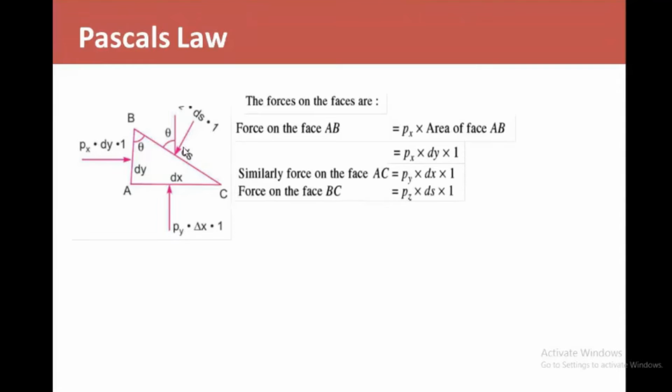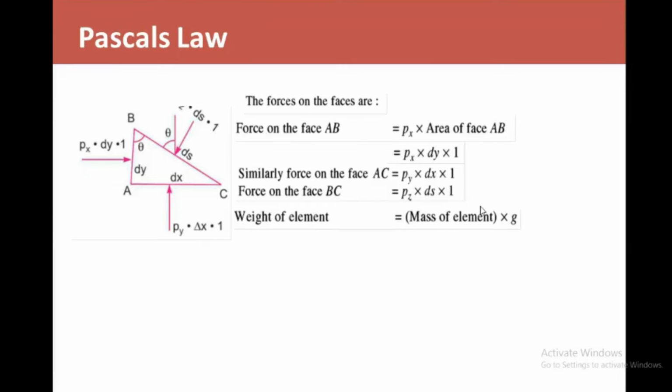Similarly, force on face BC. Force on face BC will be simply Ps, or Pz. Okay, Pz has been taken. Pz into the height, which is ds, into the width, which is 1. So these are the forces which are acting on AB, AC and BC. Now we will resolve these forces along x and y direction.